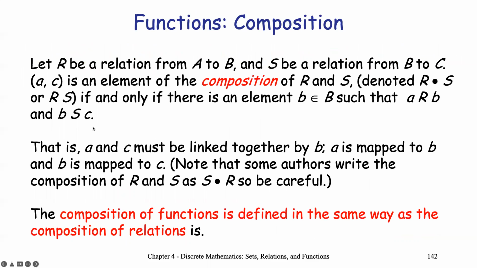We have a couple of other perspectives here. First is composition. Let R be a relationship from A to B, and S be a relationship from B to C. A comma C is an element of the composition of R and S, denoted R dot S or RS, if and only if there is an element B, an element of capital B, such that A R B and B S C. That is, A and C must be linked together by B. A is mapped to B and B is mapped to C.